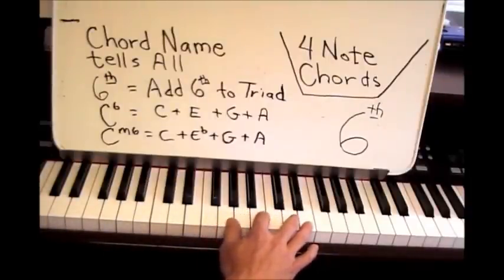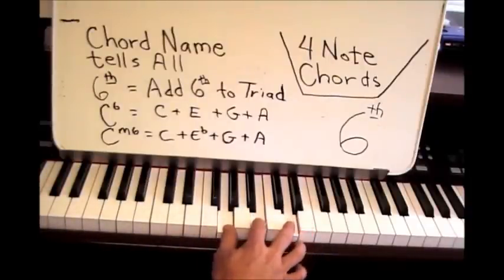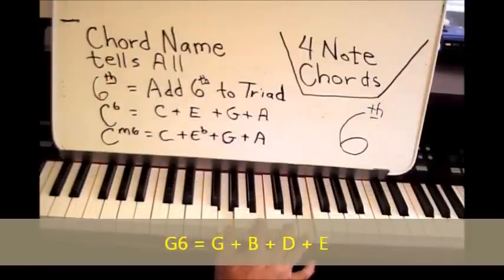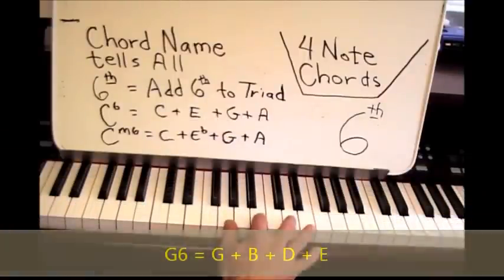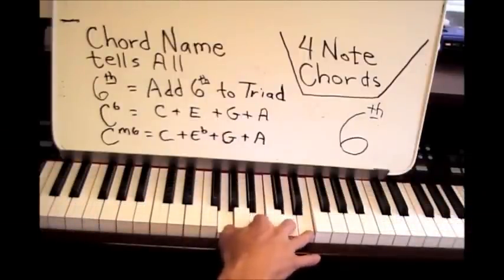Same with G. We would play a G, B, D, which would be a G major triad. And then we'd add the sixth, which is an E natural, which is a whole step away from the D. Here's what it sounds like.